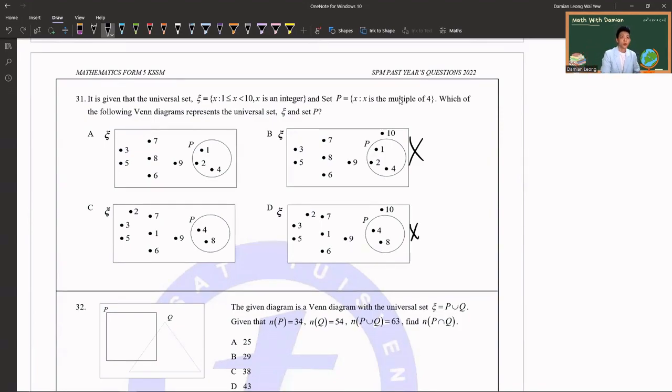Set P is multiples of 4 within 1 to 10, so 4 and 8. Then the rest will be outside: 1, 2, 3, 5, 6, 7, and 9. Answer C.